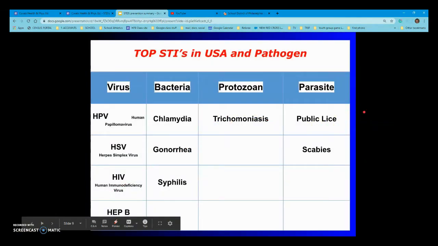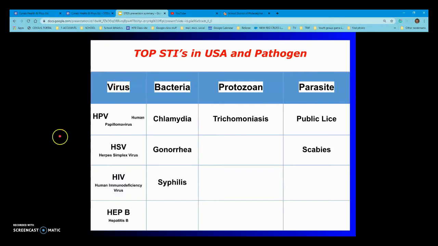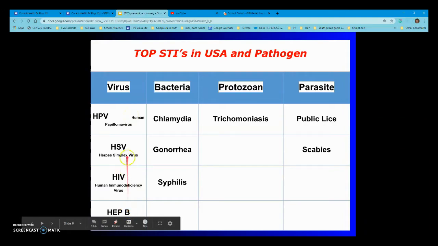I will remind you one last time in summary that the STIs in the USA and the pathogen that caused them, most of them are caused by viruses or bacteria. The virus ones cannot be cured. They can all be prevented. There is a vaccine available for HPV and hepatitis B. HIV and hepatitis B can both be fatal if left untreated. HPV can cause cervical cancer, which can be fatal if you contract it and leave it untreated.